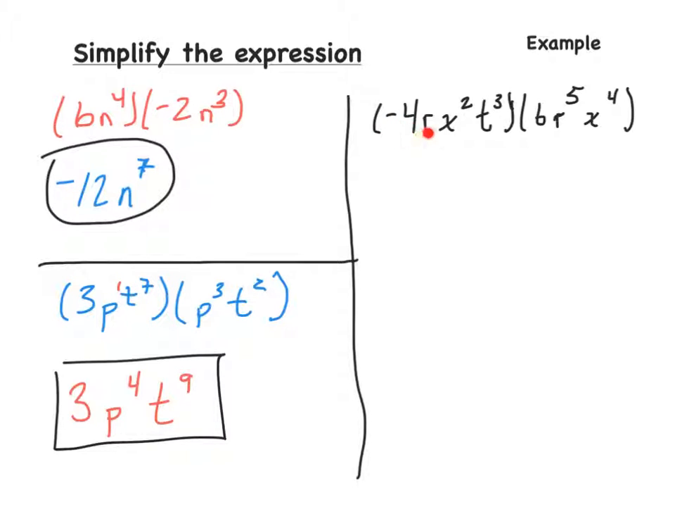Okay, so we have negative 4 times r times x to the 2nd t to the 3rd times 6r to the 5th x to the 4th. From over here, we would multiply negative 4 times 6, which would be negative 24. Now we have our r's. Remember, this is r to the 1st. So r to the 1st and r to the 5th is r to the 6th. Now we have our x's, x to the 2nd and x to the 4th. Add the exponents together, we have x to the 6th. But now, you have a t to the 3rd and there's no t over here. All you have to do is just bring it straight down. So we have t to the 3rd. So this would be our final answer.